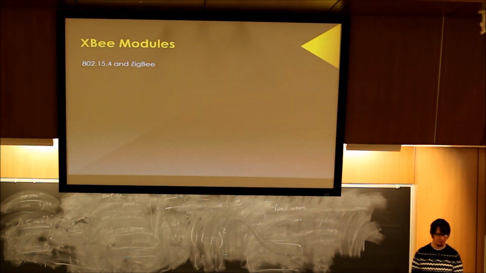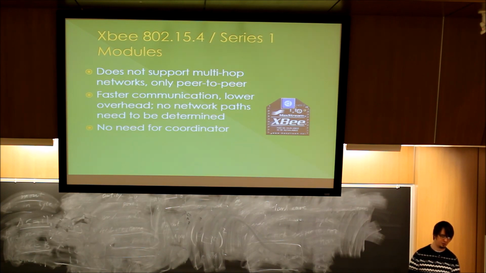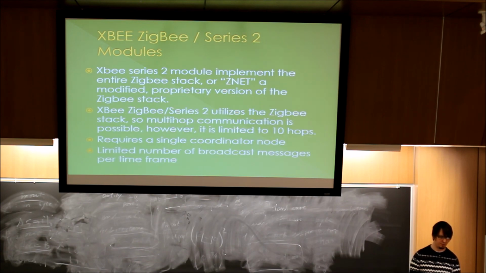So now we'll get into the particulars of using the XBee modules. So the Series 1, again, no multi-hop, we're not going to be using it for the lab. The advantages to Series 1, though, is communication is a little faster, again, because there's no overhead, as mentioned in the previous slide. There's no coordinator that needs to organize paths or anything, it's just point-to-point. So it's easy to use, and you can transmit a lot more with it in a smaller amount of time, and you can broadcast as much as you want.